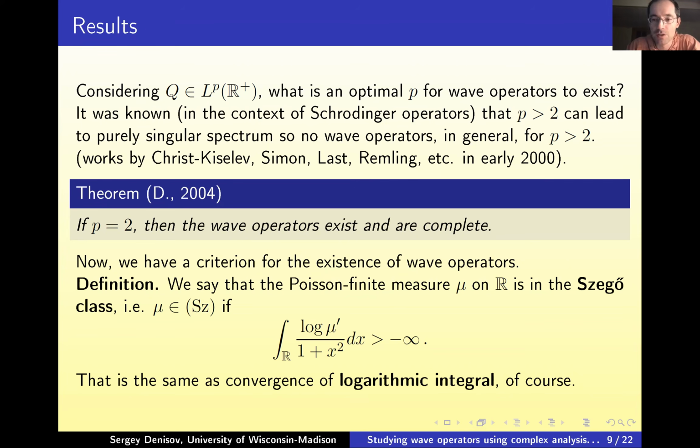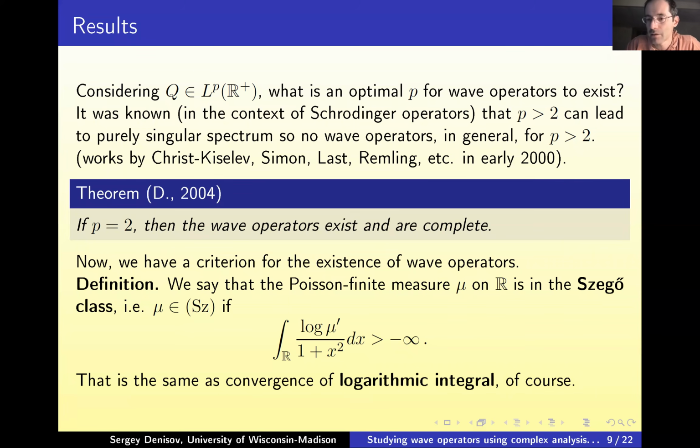Well, maybe it's too ambitious to ask, but in fact, the answer was found, and this is something that I want to explain. To do that, I have to give you a few definitions first. Suppose we are looking at some measure on the real line, and all I need from this measure is that it's Poisson finite. Alexei already said what it means: you take that measure and integrate with the Poisson kernel over the whole real line, so the result must be finite.